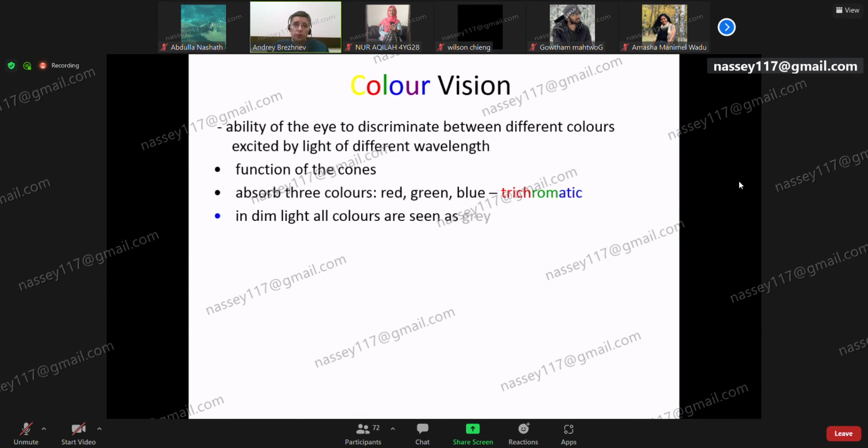This theory was put forward, as I said before, by the German von Helmholtz. All other colors are combinations of these primary colors in different proportions. In dim light, scotopic vision, all colors are seen as gray. So our rods have no possibility to differentiate between the colors. In scotopic vision in dim light, all the objects look gray for us, and it's impossible to determine their real colors. You know it very well.